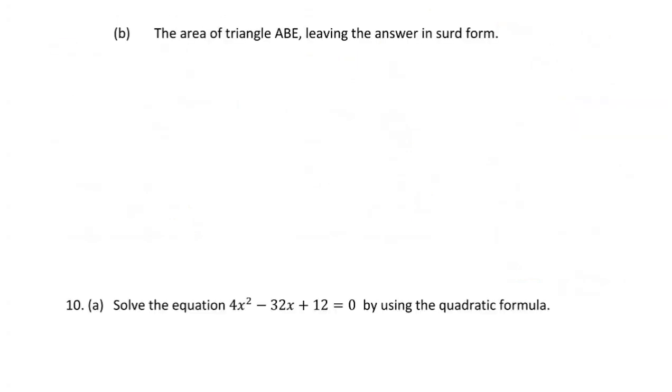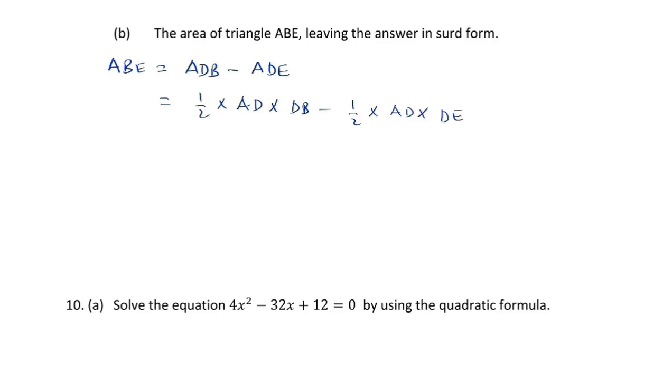Part B of the question, we are supposed to find the area of triangle ABE, leaving the answer in standard form. We can see from our figure that the area of triangle ABE equals the area of triangle ADB minus the area of triangle ADE. Let us take the values. We are going to have 1 over 2 times AD times DB minus 1 over 2 times AD times DE.